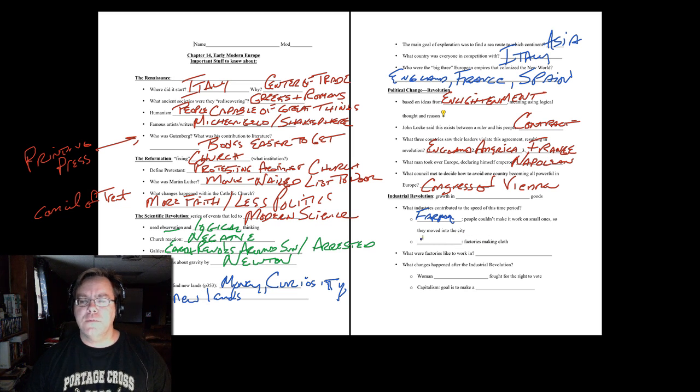And then factories that make cloth were called textile factories. Those were some of the first factories that appeared during the Industrial Revolution, and one of the first places people went to work. Factories, what were they like to work in?